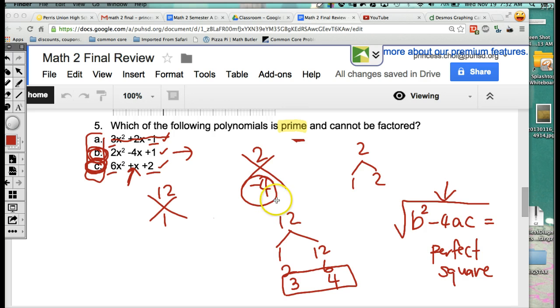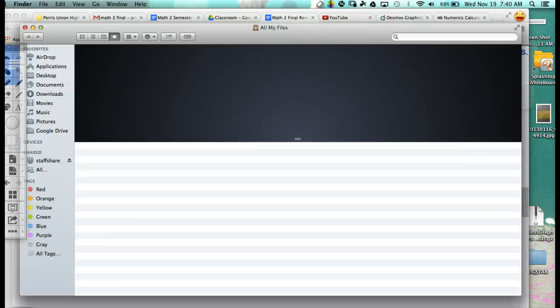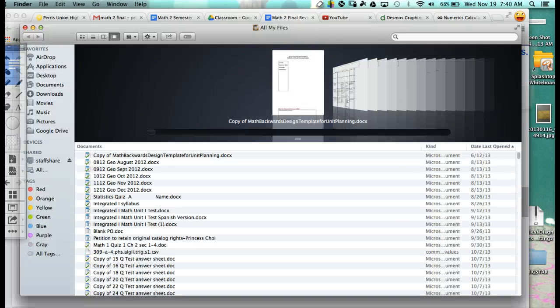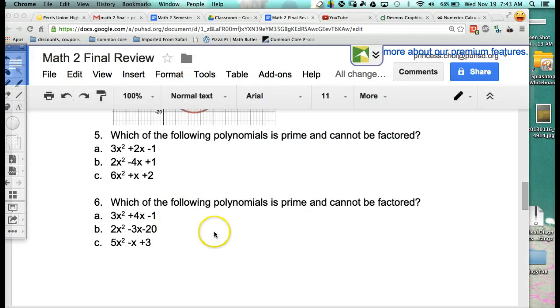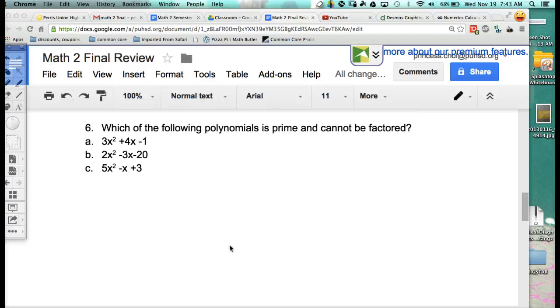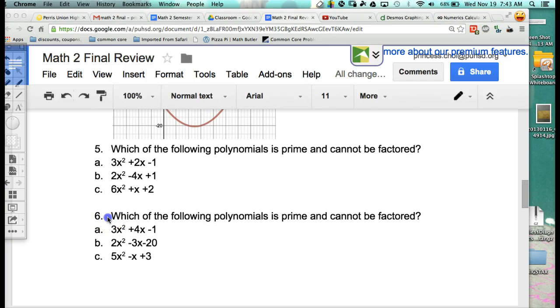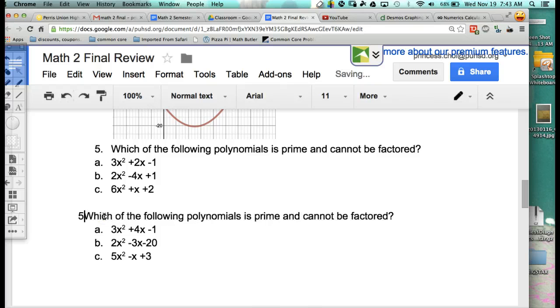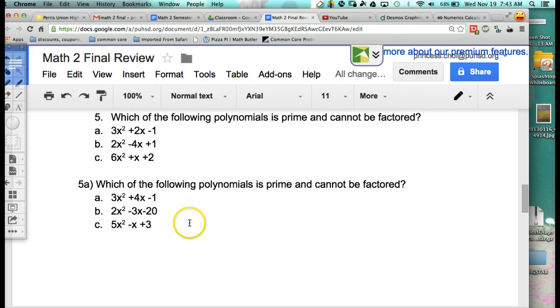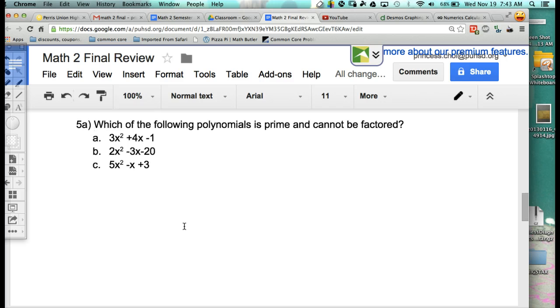Let me give you your practice question, and we are done for the day. Okay, so there you go. I want you to go ahead and solve this practice question. I don't know why it says number 6. It's supposed to be 5A. But anyhow, this is the practice question. There's only one correct answer on this one. Which of the following polynomials is prime and cannot be factored?